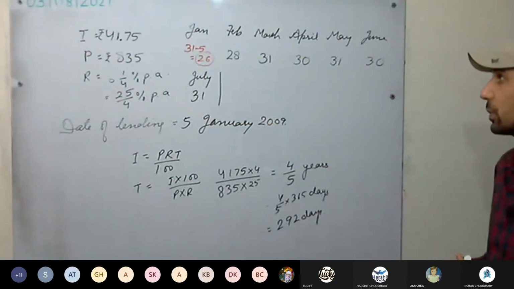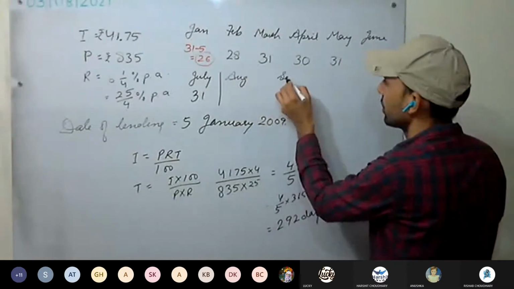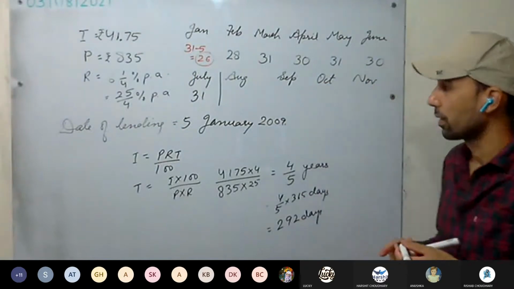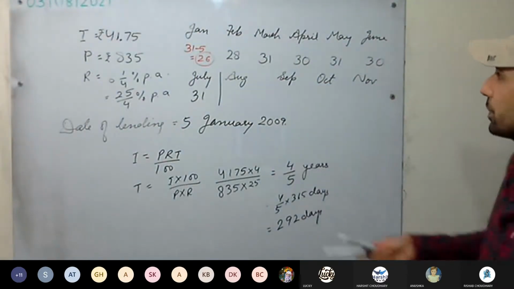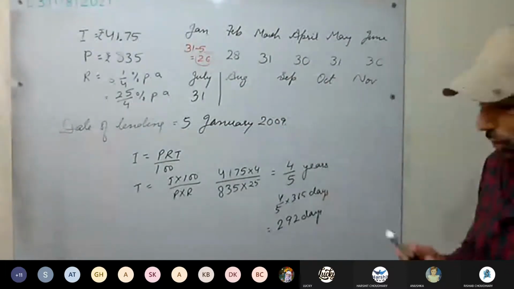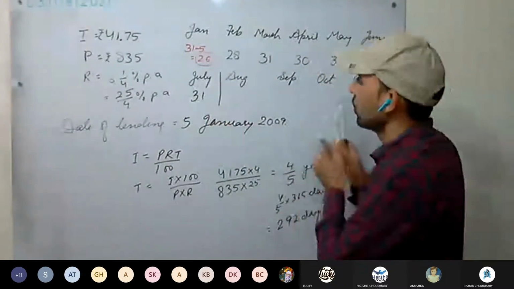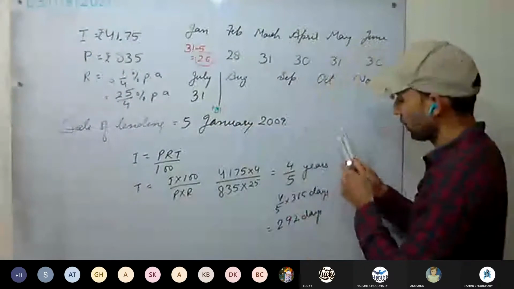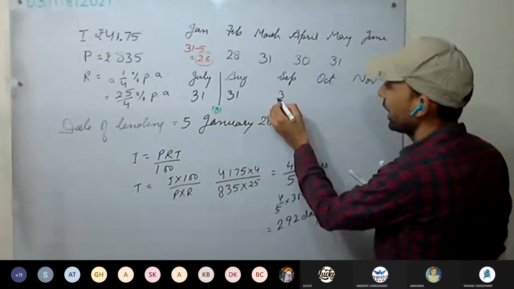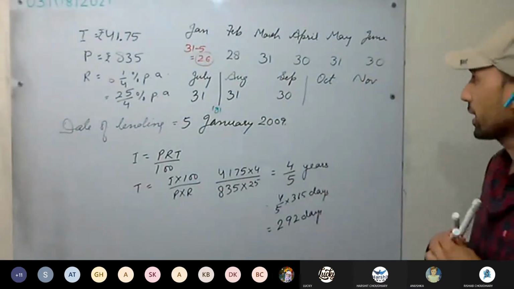Because the total has to be 292. How many have you got? Add them: 26 plus 28 plus 31 plus 30, that is 181 plus 31. Okay, up to here we have 181, and the total we have to reach is 292. So again add 31 for August, and add 30 for September. Up to September, how many are you getting?